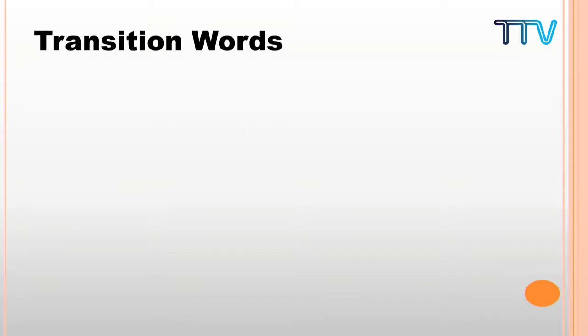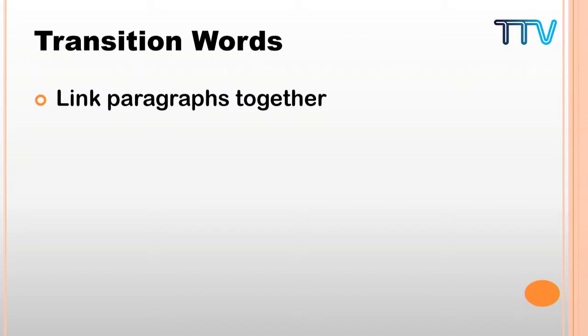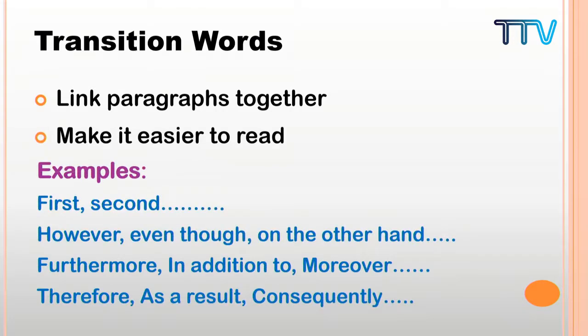But when you are writing an essay, which is a group of paragraphs, a group of sentences making a paragraph, and a number of paragraphs making an essay, the use of transition words becomes very important. Otherwise, you will not be able to link the paragraphs. So what transition words do is link paragraphs together and make it easier to read.